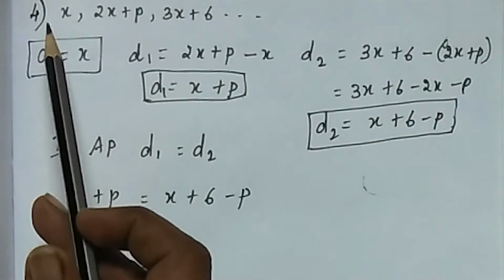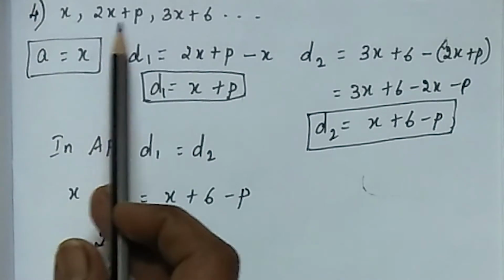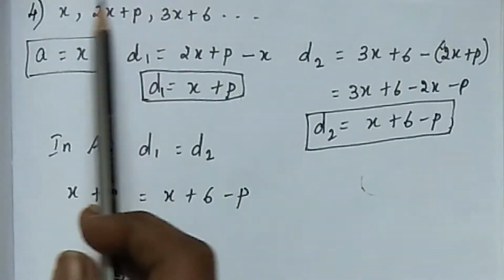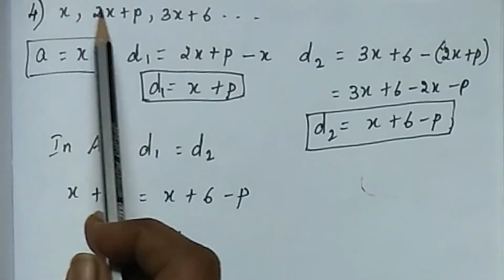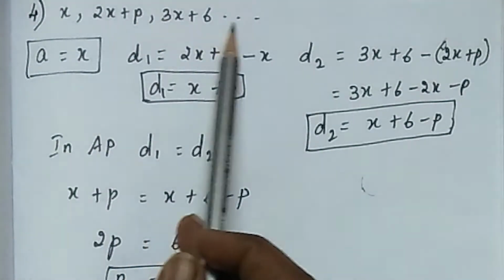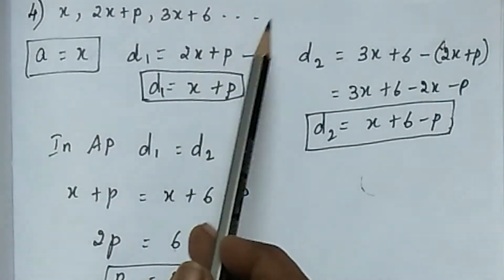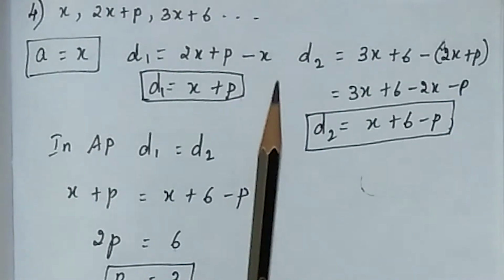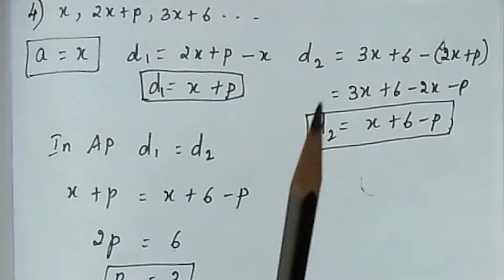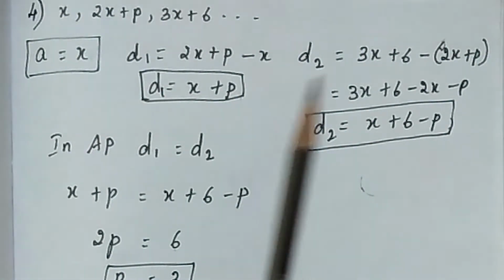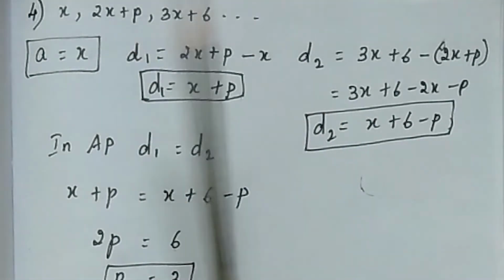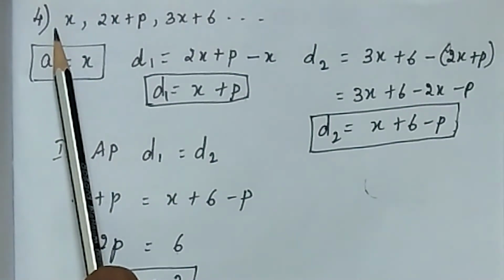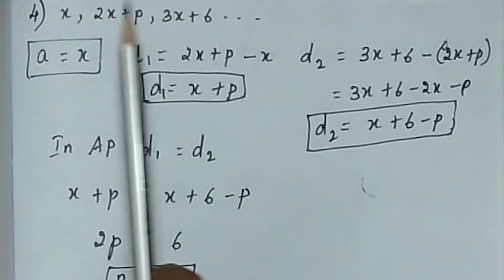So question number 4. Given x, 2x plus p, 3x plus 6 is in AP. Okay. x, 2x plus p, 3x plus 6 and keep going on. This series is in AP. So if it is in AP, a is equal to x. The common difference will be the same. Now find out the common differences between second term and the first term, as well as third term and the second term.